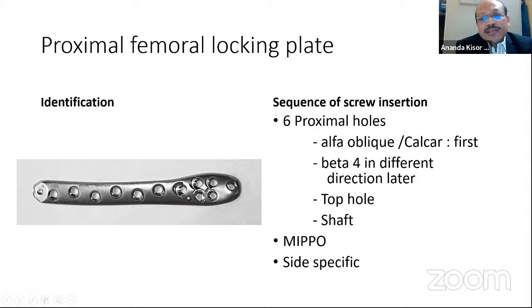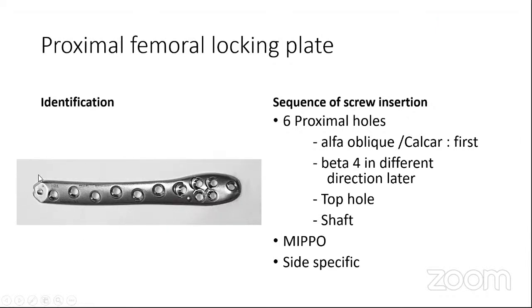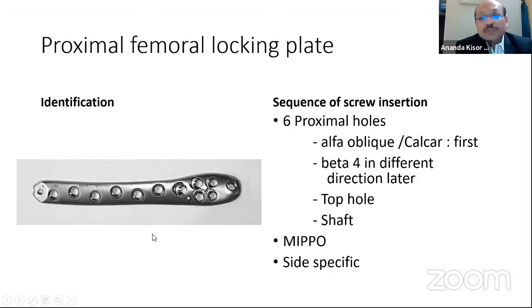And after that, there's a top hole. The top hole can be used from above down. You can use another one for anti-rotation after the sharp screws are used. And because of this beveled end, it can be used with the MIPO technique. There are several questions that I think will come, and I would love to answer them. After that, I can go for the next one.